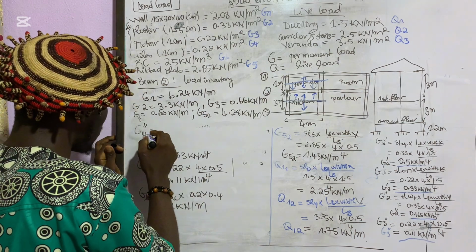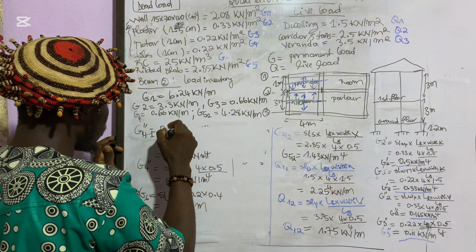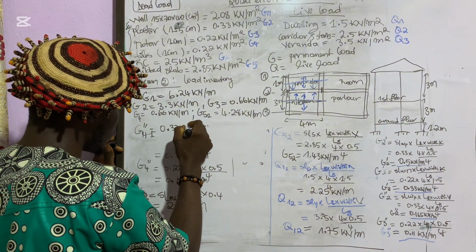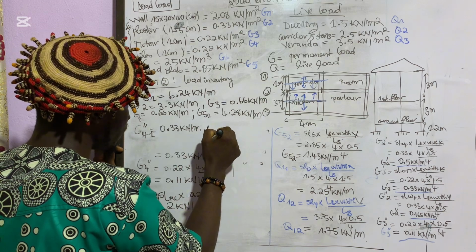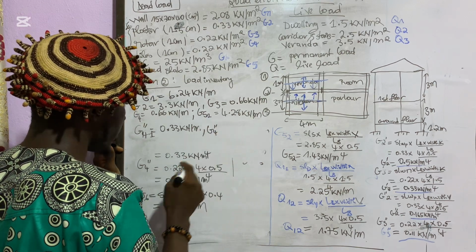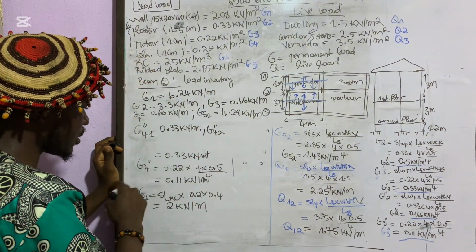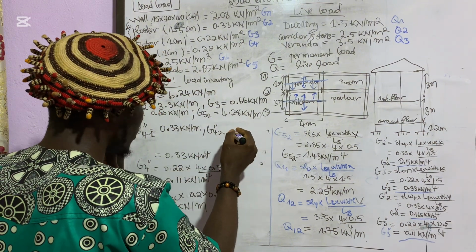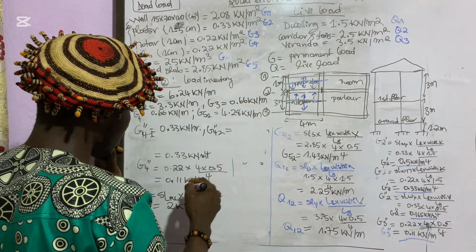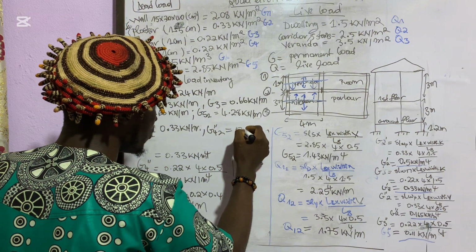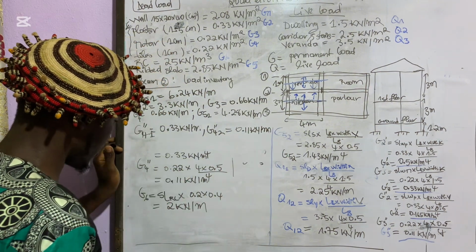So G4 prime 1, let me call it G4 prime 1, is equal to 0.33 kilonewton per meter. Then we'll have G4 prime 2 is equal to 2. I mistakenly called it G4 prime. So let me just put 1 and 2 to say this part and the other part. Then we'll be having 0.11 kilonewton per meter.